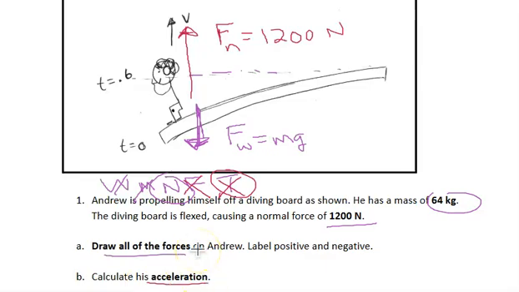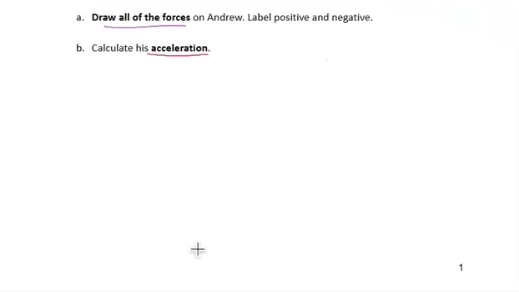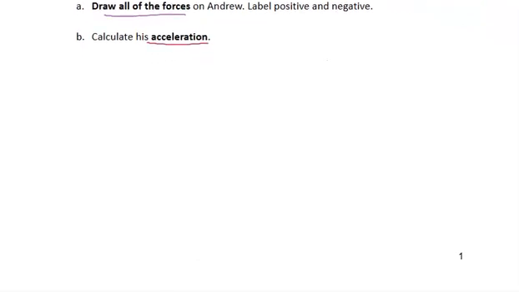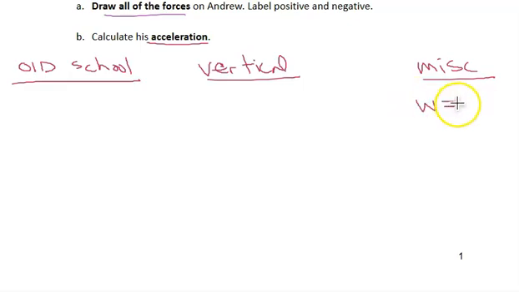The next thing we need to do is calculate his acceleration. Remember, the acceleration is the connection between old school and new school. So I'm going to put all the columns here. We may or may not use all of them. We don't need a horizontal column because all of the forces are up and down. And in the miscellaneous column, that's where you calculate weight and friction.